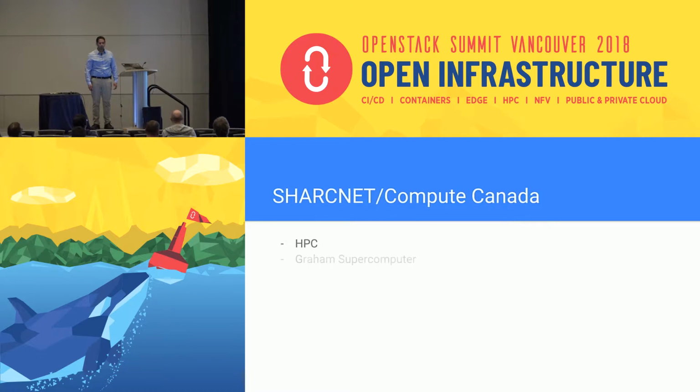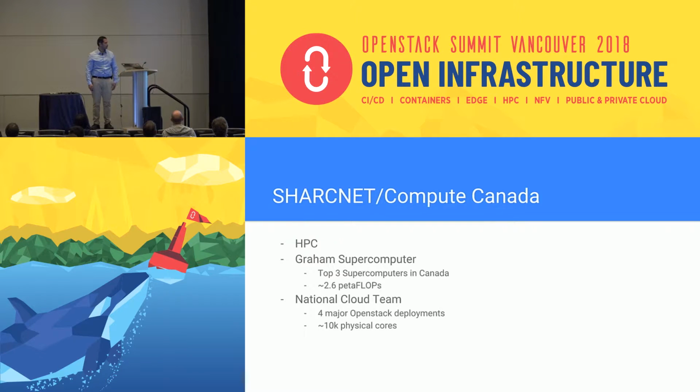We operate the Gram supercomputer, which is one of the top 3 supercomputers here in Canada, with around 2.6 petaflops of computing capacity. I'm also the operational lead for the National Cloud Team for Compute Canada, which is in charge of cloud operations across Canada. We have 4 major OpenStack deployments, around 10,000 physical cores, and around 2 petabytes of Ceph.